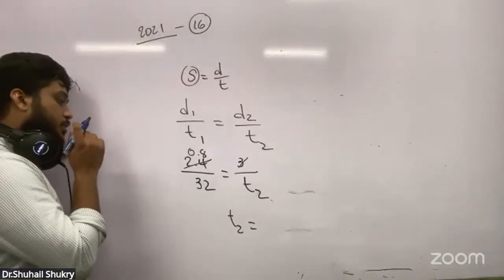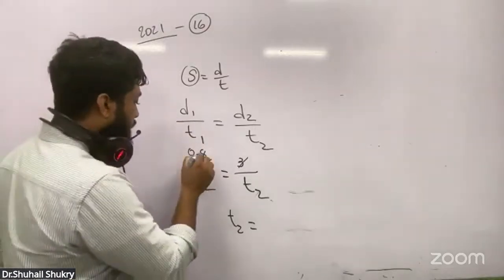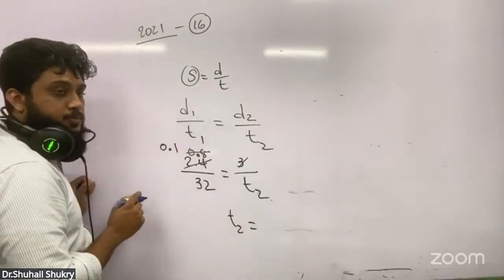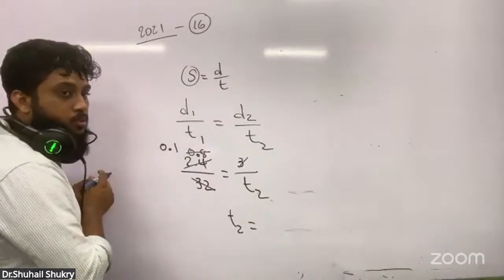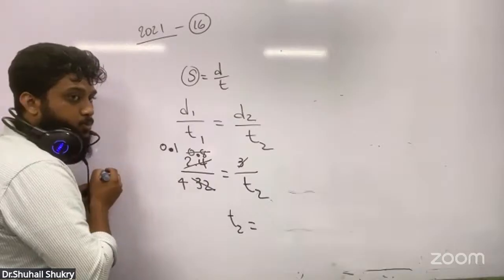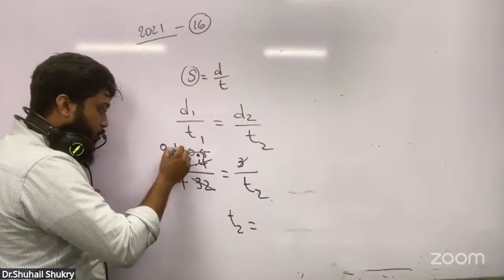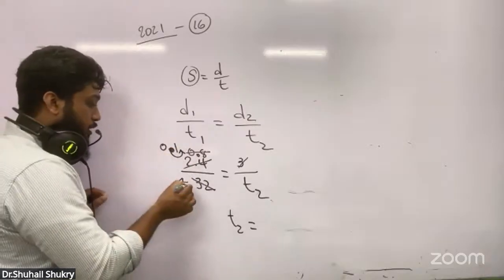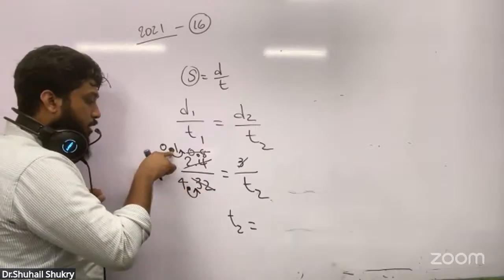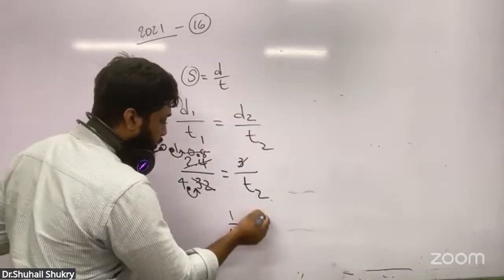0.8. If I divide by 0.8, what will happen? Just divide by 8 first. 0.8 divided by 8, how much, guys? 0.1. 32 divided by 8 is how much? 4. Now 0.1 means a decimal number. We'll make it a whole number. To make it a whole number, what should I do? This decimal point, I should move 1 place. This decimal point also I should move 1 place. What will I get? Here 1, here 40. Again, I will get a connection like this: 1 over 40 equals 1 over T2.